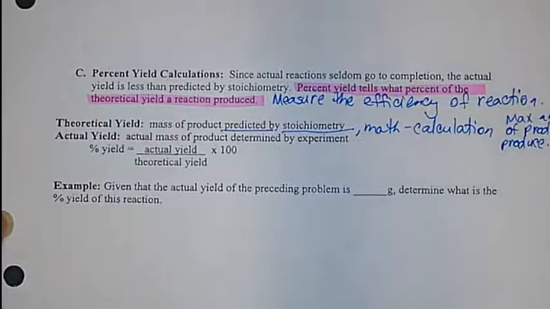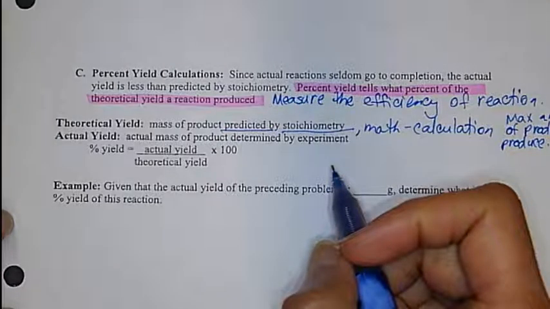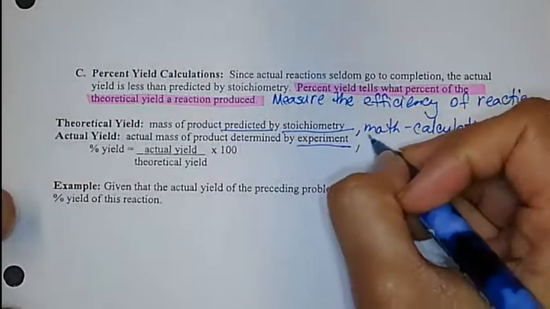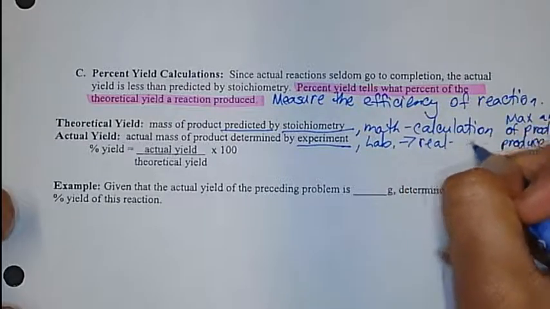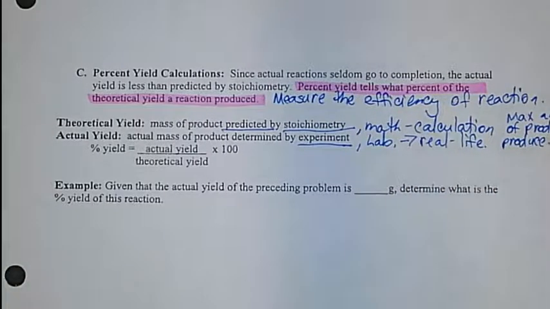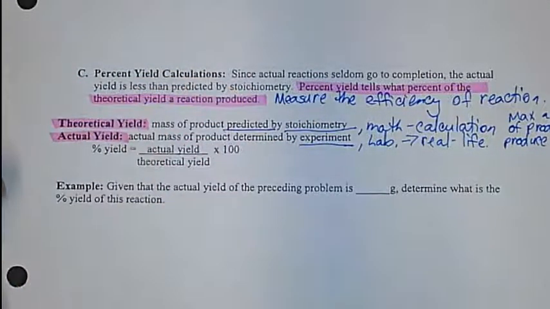On the other hand, your actual yield is determined through the experiment. It's what you get in the lab. Let's say this is really what happens in real life. So theoretical is what you theoretically say it is going to be, and the actual yield is what actually happens. When you put all this together, that's when you get percent yield, where you're measuring how efficient this particular reaction was.